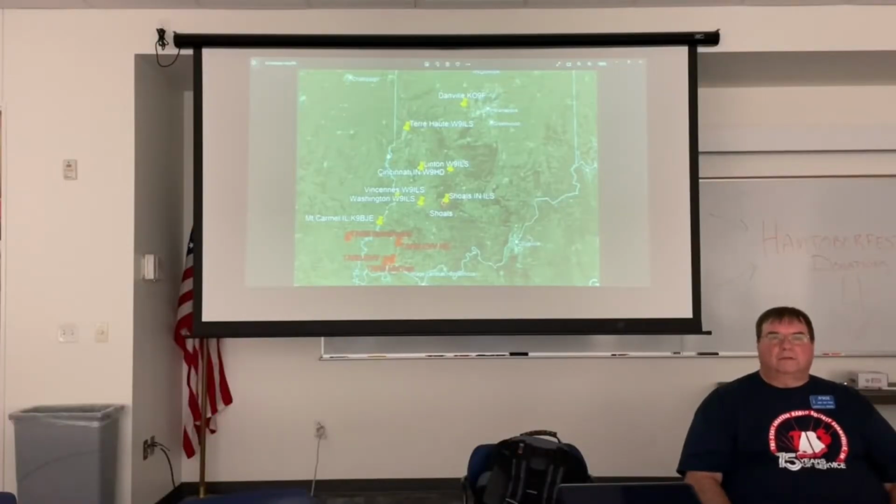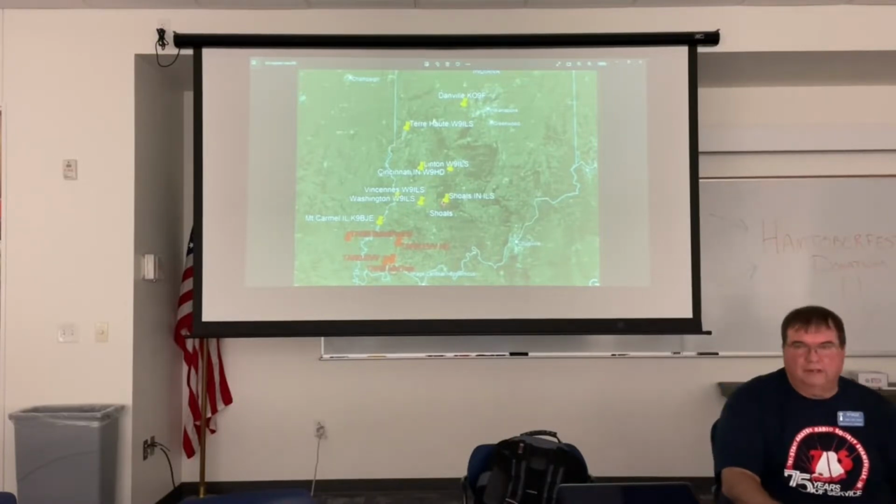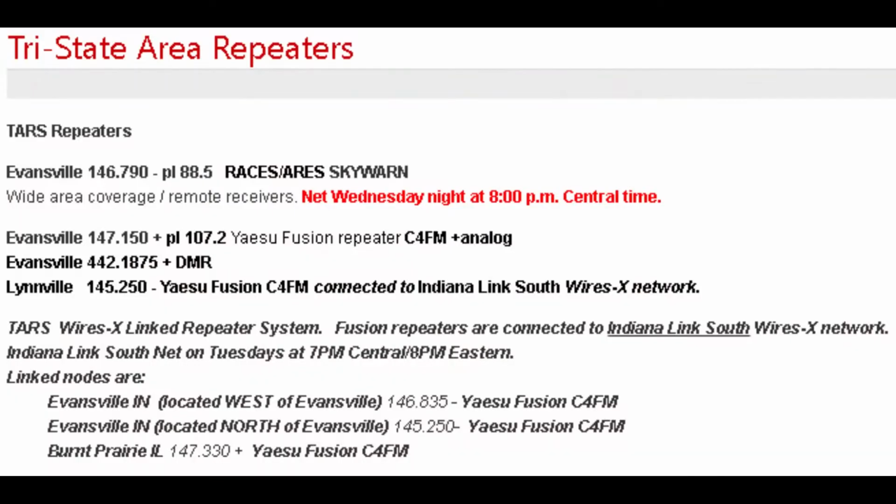Yes, sir. What are the frequencies for the digital TARS? Yeah, I should have put that on there, shouldn't I? If you go to w9og.net, they're on there. So the west side is 146.835. Northeast is 145.250. Burnt Prairie is 147.330. Yeah, thank you. I get it.